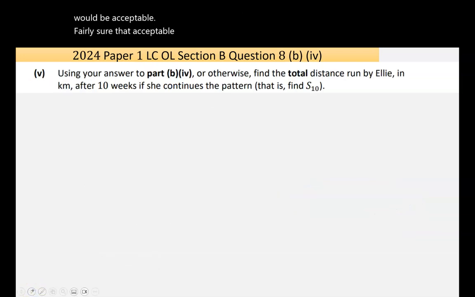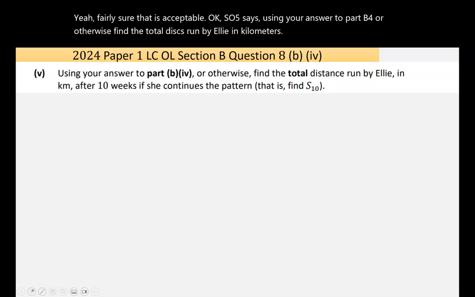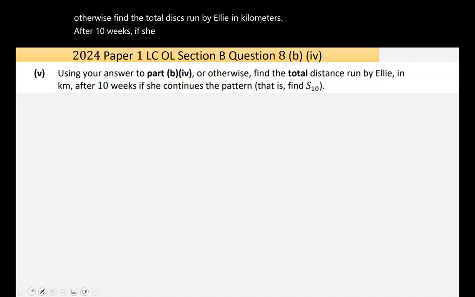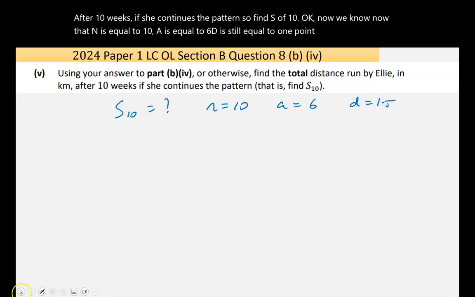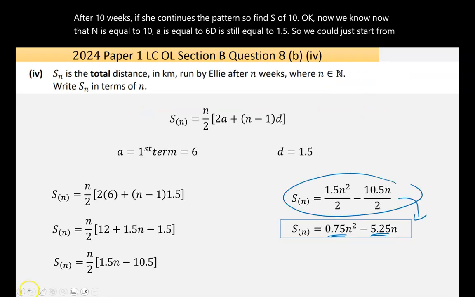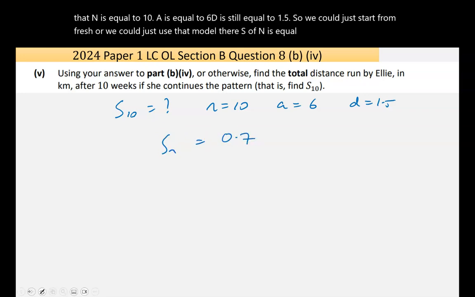Okay, part 5 says, using your answer to part 4, or otherwise, find the total distance run by Ellie in kilometers after 10 weeks if she continues the pattern. So find S of 10. Okay. Now we know that n is equal to 10, a is equal to 6, d is still equal to 1.5. So we could just start from fresh, or we could just use that model there.